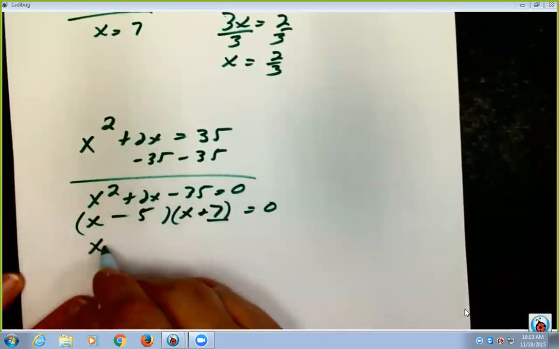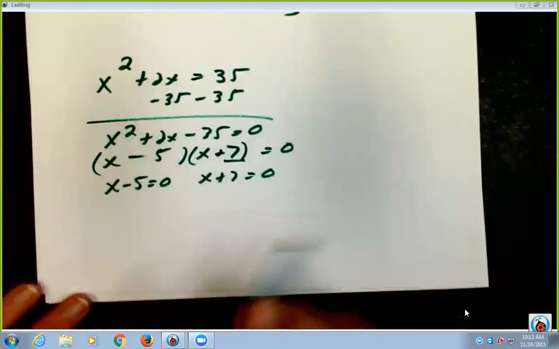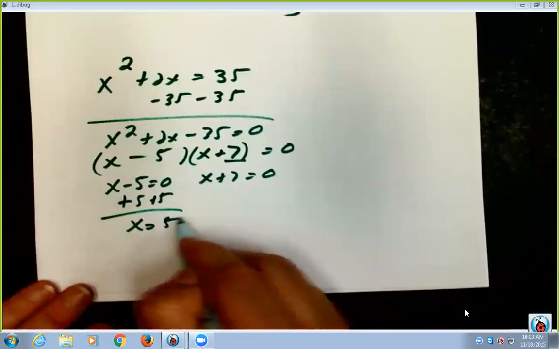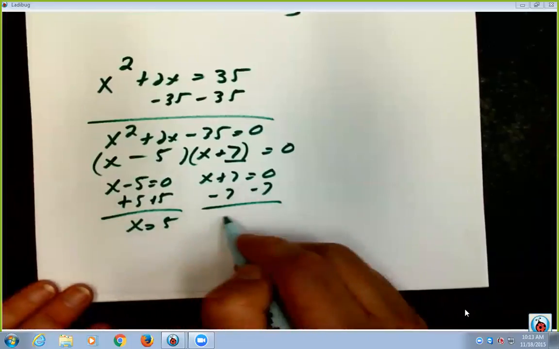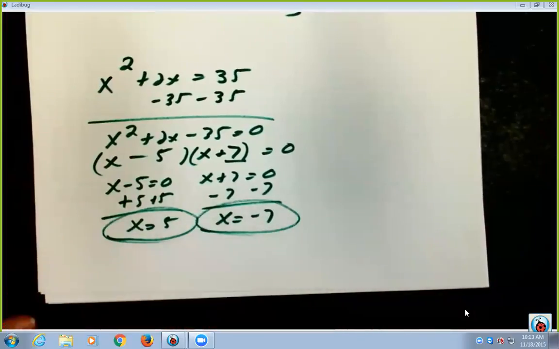Then set each equal to 0 and solve for x. So add 5, subtract 7, and I get my 2 answers of x equals 5 and x equals -7. Okay. So not hard. It's just remembering that you have to set it all equal to 0 to come up with what your solutions happen to be.